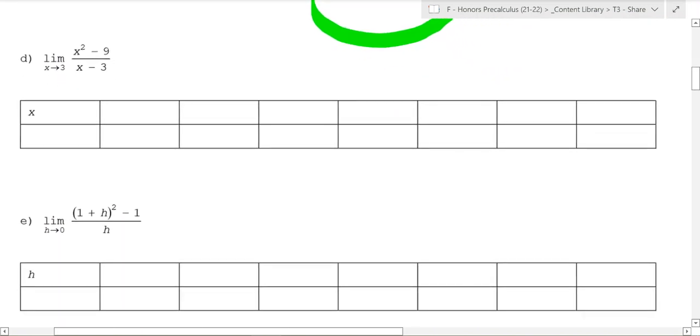What about on this one right here? You can't plug in 3, and it's really important that when you do this out, if you plug this in, so this is the function right here, we're putting it in right here, you make a table of values here where 3 is in the middle.